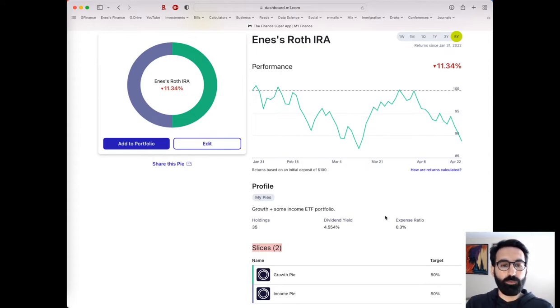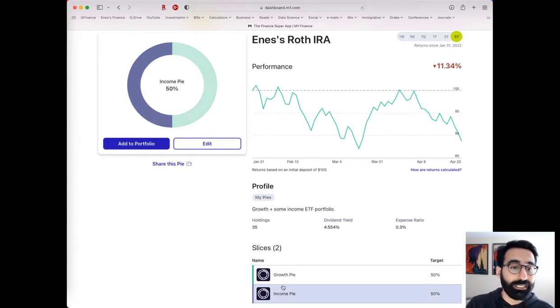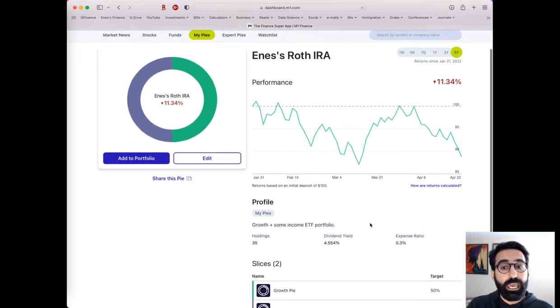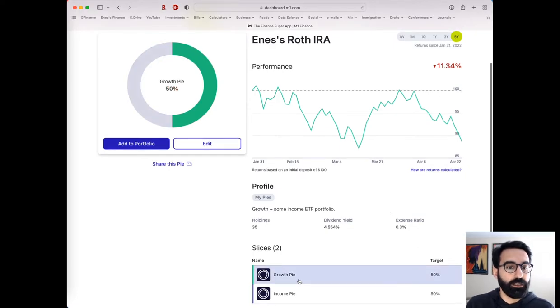What's great about M1 Finance is that you can create as many slices as you want, and under each slice, you can add as many stocks or portfolios as you like. And I would say the best thing about M1 Finance is that you have full control over what weights you want to allocate for specific stocks or funds. To show you that, I'll show you some examples here.